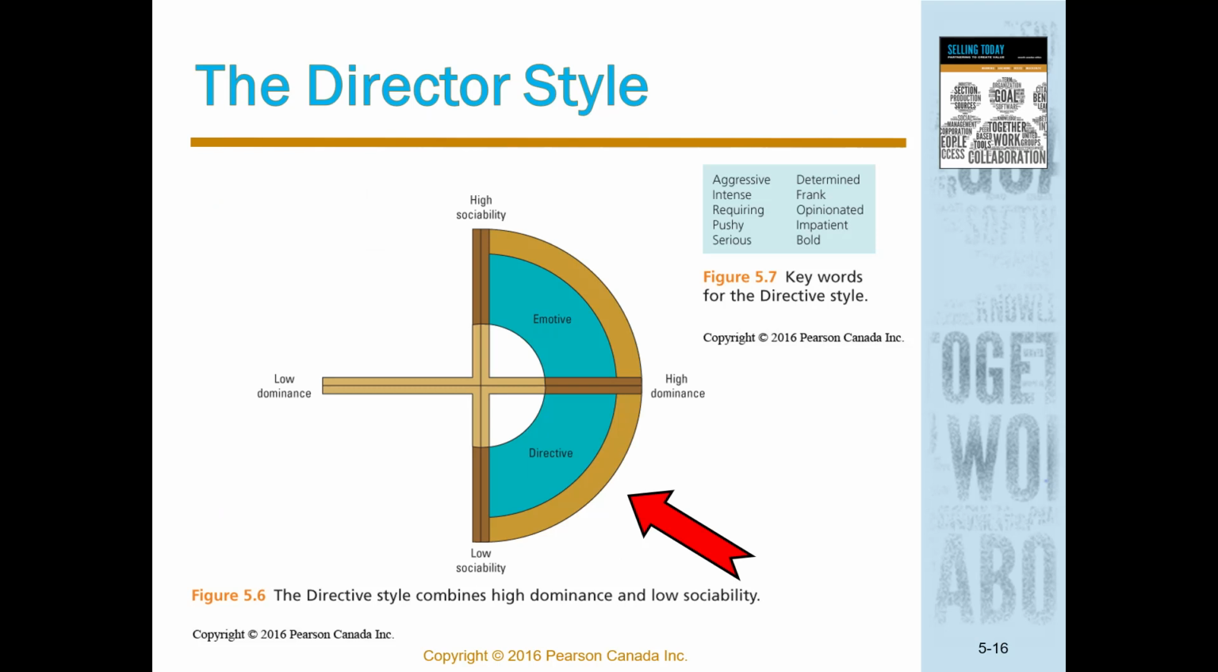The next one is director, or as you might know it, the A-type, or also the driver. So this is driver, director, or the A-type. And here you've got high dominance and low sociability. Can you think of someone in the public eye, or someone you know personally, who fits right in here? In this style you will find they are aggressive, intense, pushy, very serious people, very bold, and not very sociable. So they're low on the sociability scale.